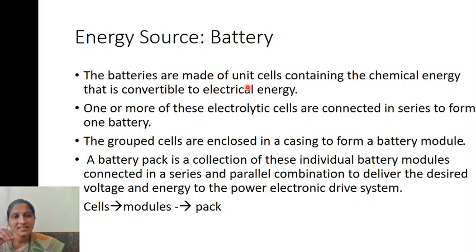So what does this battery do? It will convert the chemical energy to electrical energy, and here one or more of these electrolytic cells are connected in series to form one battery. That means the grouped cells are enclosed in a casing to form a battery module. If you buy a battery, you can see only one solid unit, but inside that battery there are some number of cells connected in series. That is nothing but a battery.